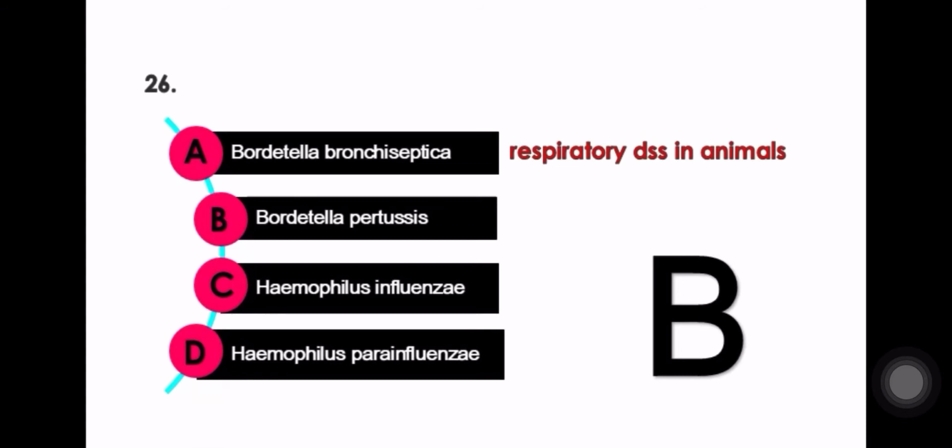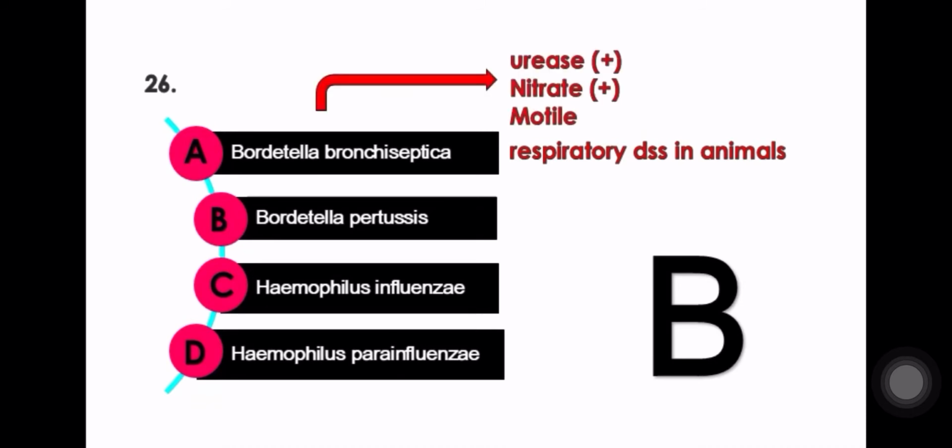Unlike B. pertussis, Bordetella bronchiseptica is positive for nitrite, urease, and motility. Bordetella pertussis is negative. So for number 26, we have letter B.